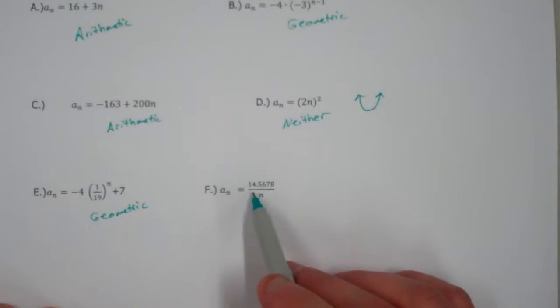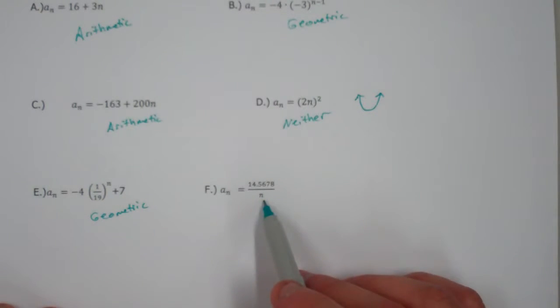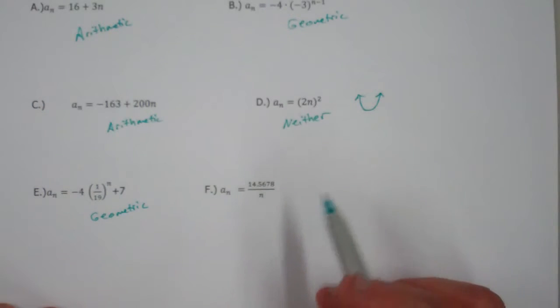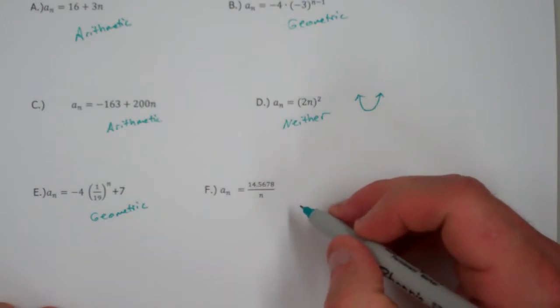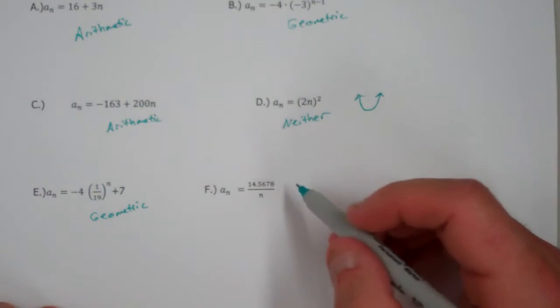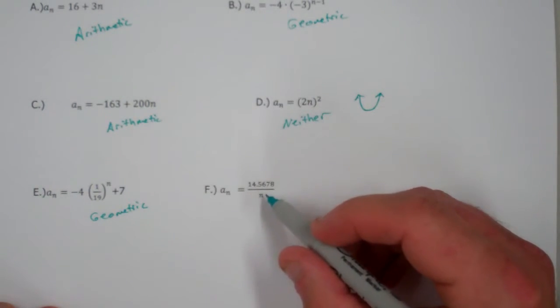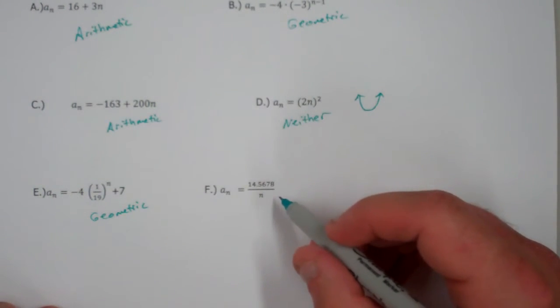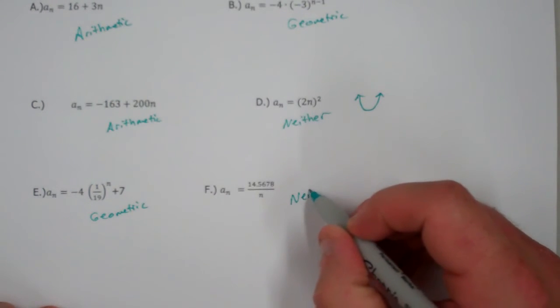A sub n is equal to 14.5678 over n. In this case, what we have is a sequence that's neither. That n is not being multiplied, it's in the bottom of a denominator, and it's not an exponent. So this one will be neither.